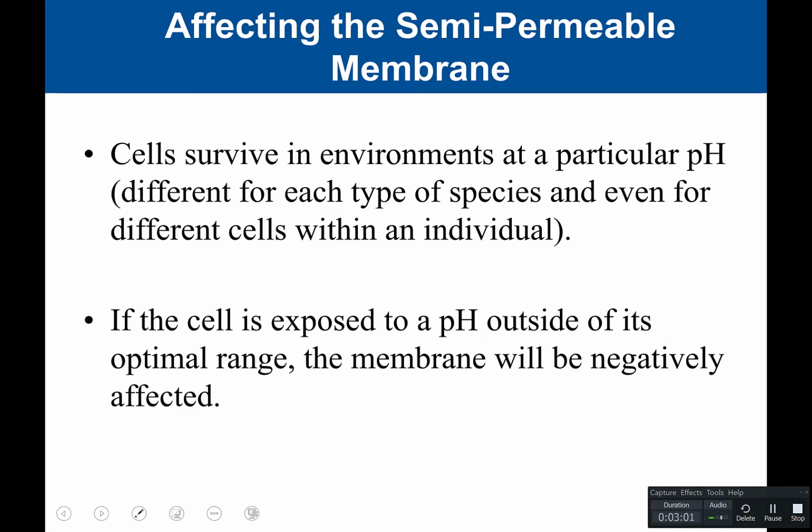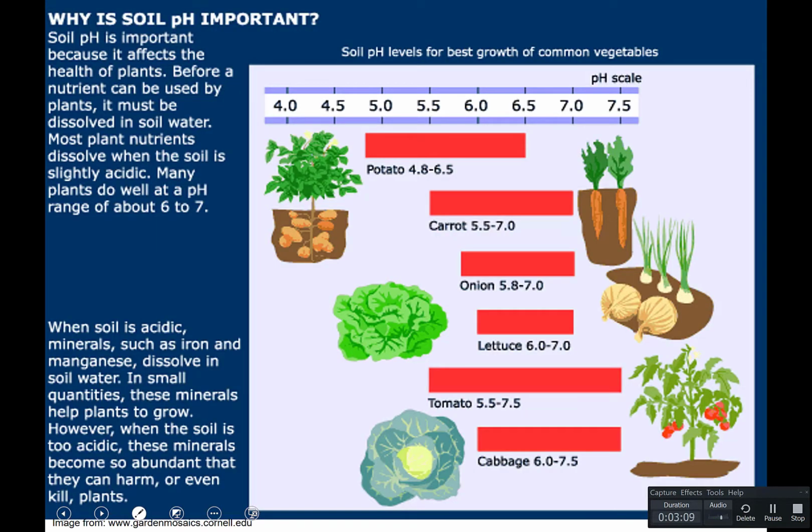If not, the membrane will be negatively affected and the cell will die as a result. So if we look at different crops, those cells will survive at different pH ranges. For example, potatoes will survive in soil at a pH between 4.8 and 6.5. Carrots a little more alkaline towards neutral, so 5.5 to 7.